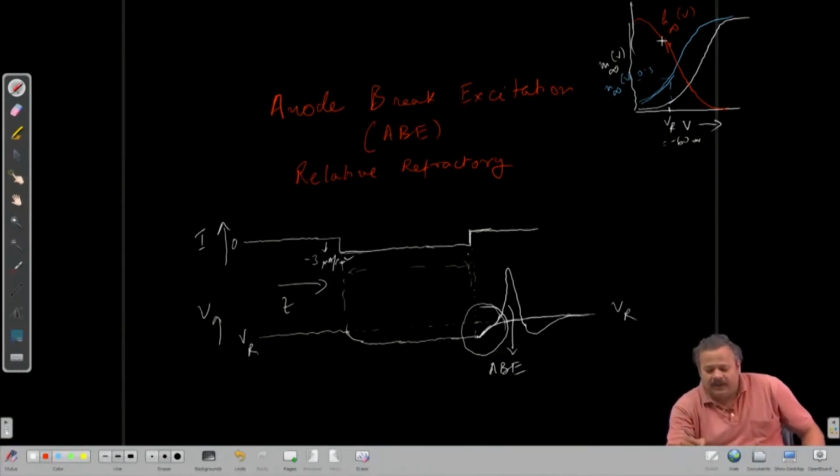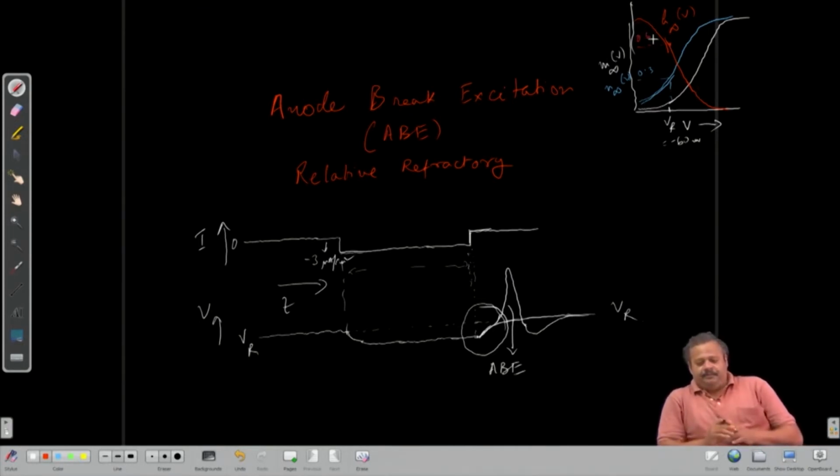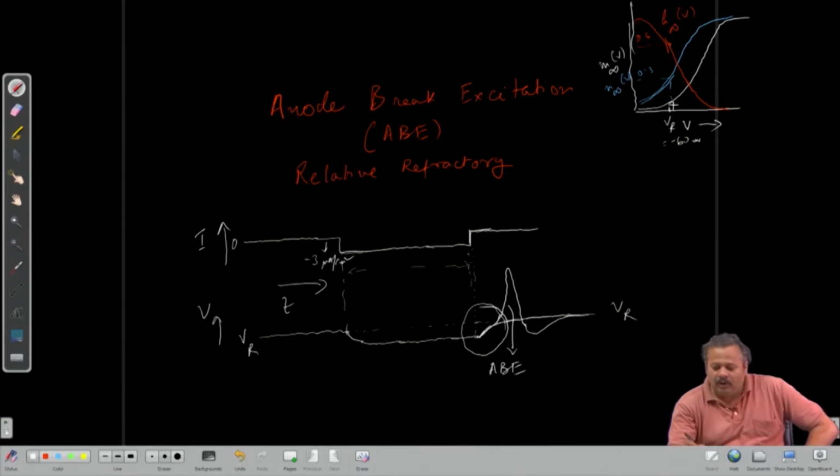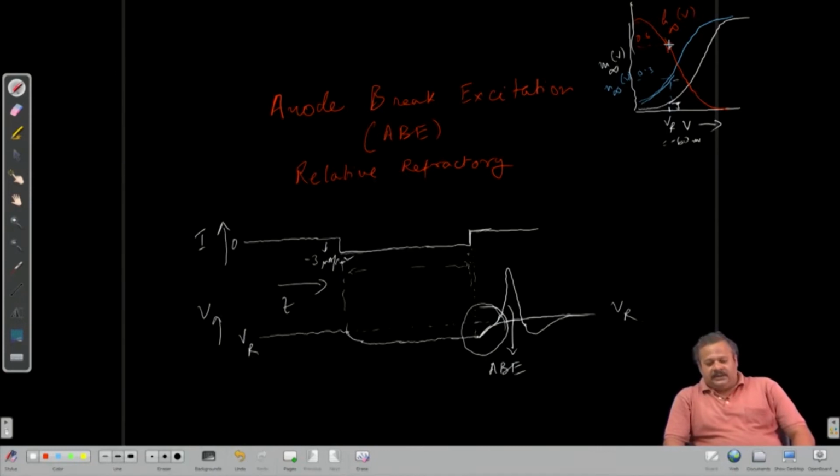So this value here is about 0.6. When the neuron is at rest, our M values are very small. This is about 0.1 or so, or even less. Our N values are around 0.3 here, and H is around 0.6.